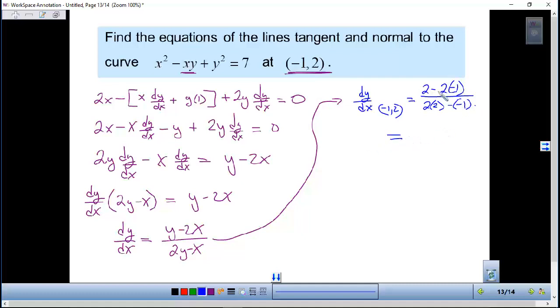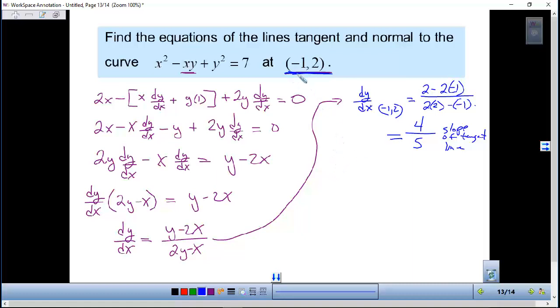All right, so when I solve this, 2 times negative 1 is negative 2. 2 minus a negative 2 gives me 4. And 2 times 2 gives me 4, plus 1 gives me 5. So my slope of the tangent line is 4/5. Now, not only do I know what the slope of the tangent line is, I also know what the point is that I'm going through here.